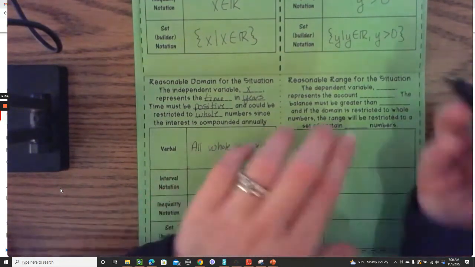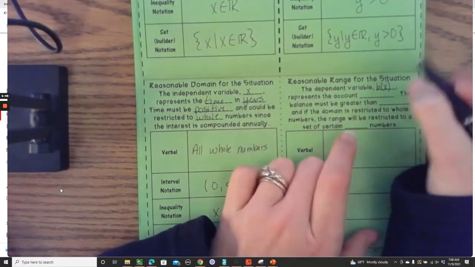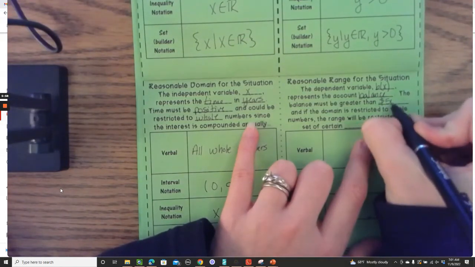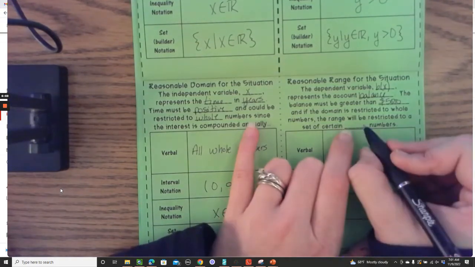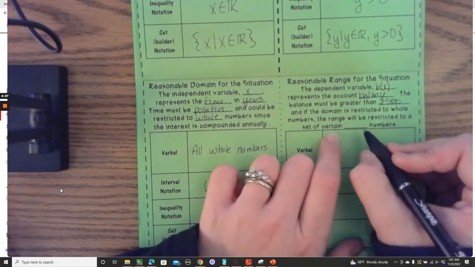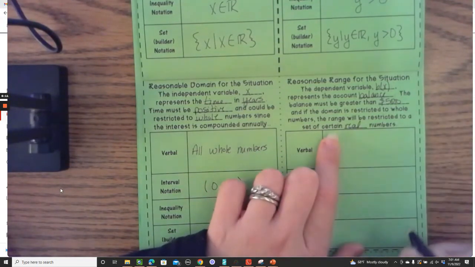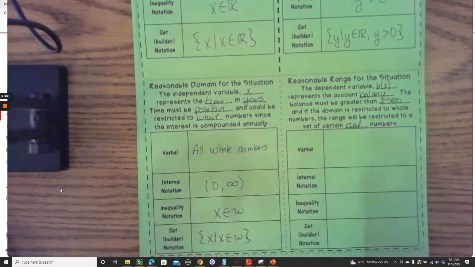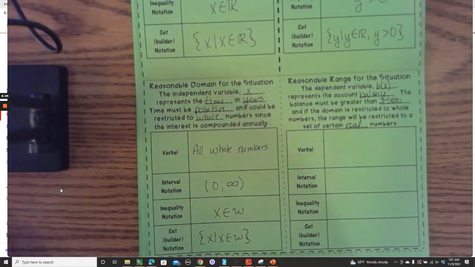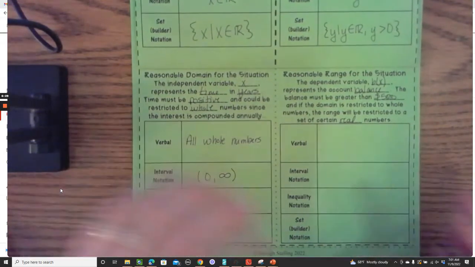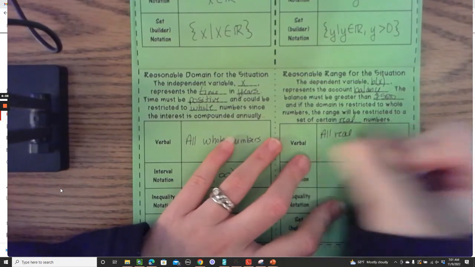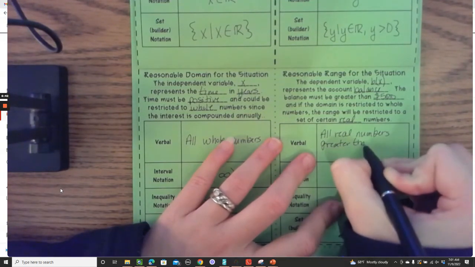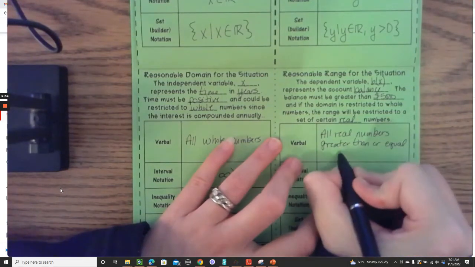All right, so the reasonable range. The dependent variable, which is our b of x, represents the account balance. The balance must be greater than or equal to 5,000 because that's our starting point. We're never going to have less than 5,000 in that account. And if the domain is restricted to whole numbers, the range will be restricted to a set of certain real numbers. Honestly, it will be rational numbers rounded to the hundredths place, because in money we only have two numbers after the decimal. So verbally, we're going to say all real numbers greater than or equal to 5,000.